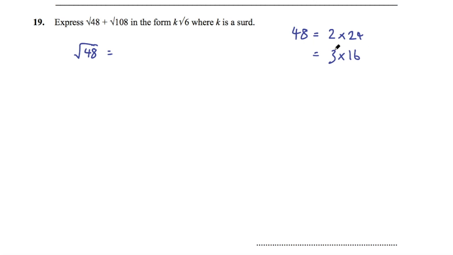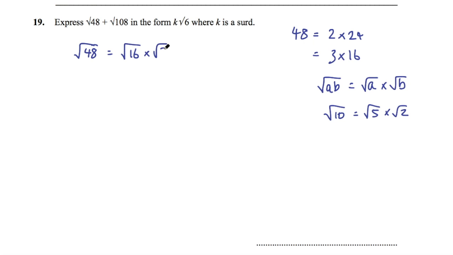So that's the highest square number that goes into 48. So I'm going to use these factors, and we can use this rule that you can break surds into their factors. If you have some surd, it can equal the square root of a times the square root of b. Just to give a concrete example, if you had the square root of 10, you could say that's the square root of 5 times the square root of 2. So that's perfectly fine to do with surds. So we can say the square root of 48 is the square root of 16 times the square root of 3. And let's have a look at the square root of 108 now.